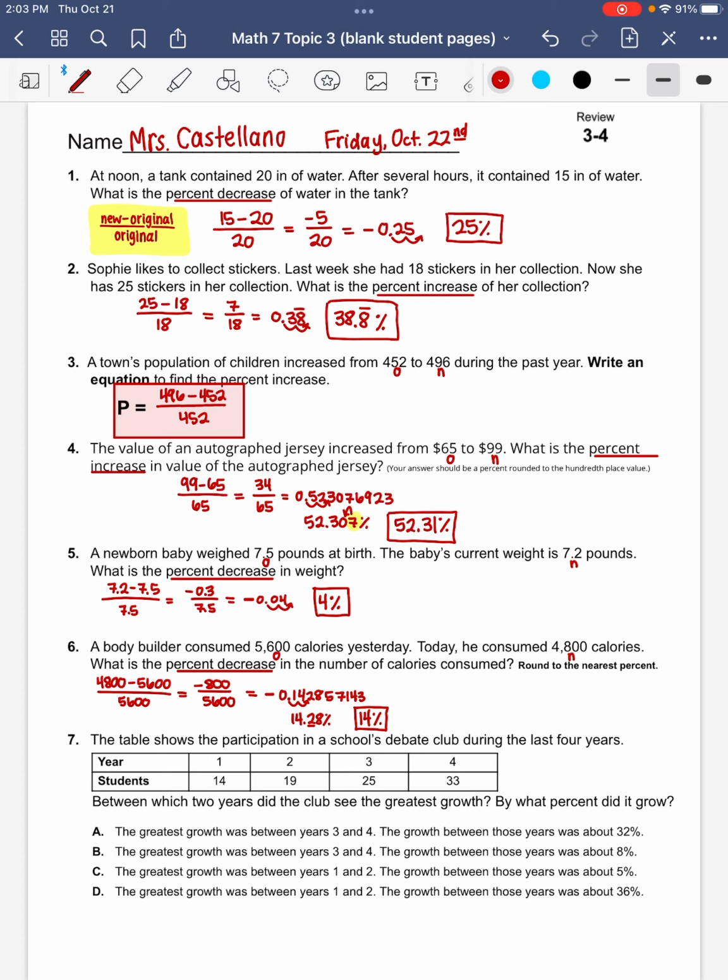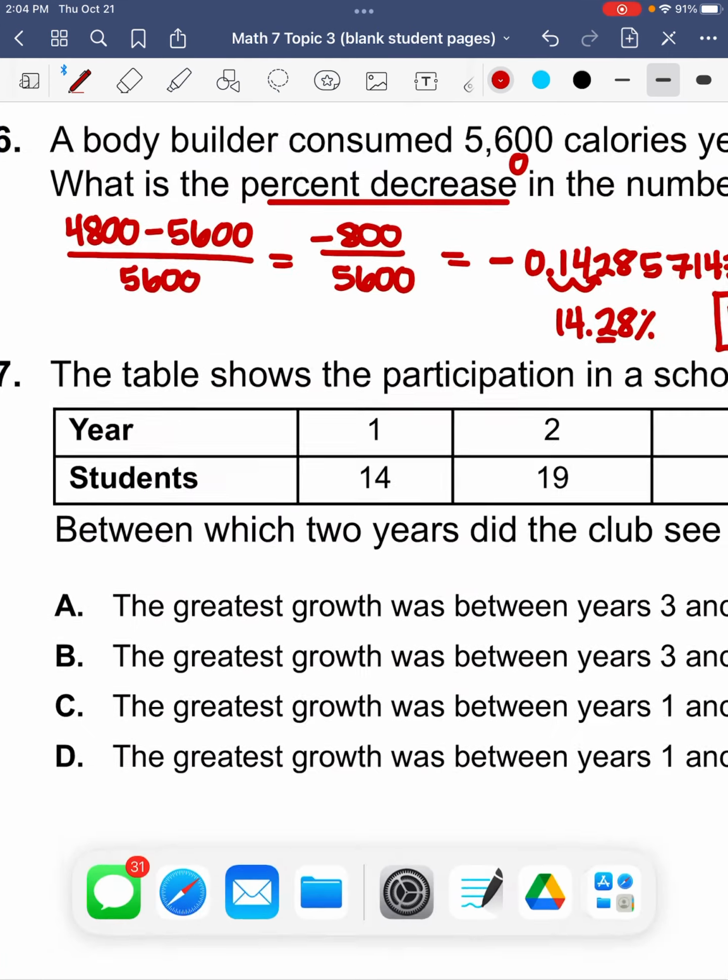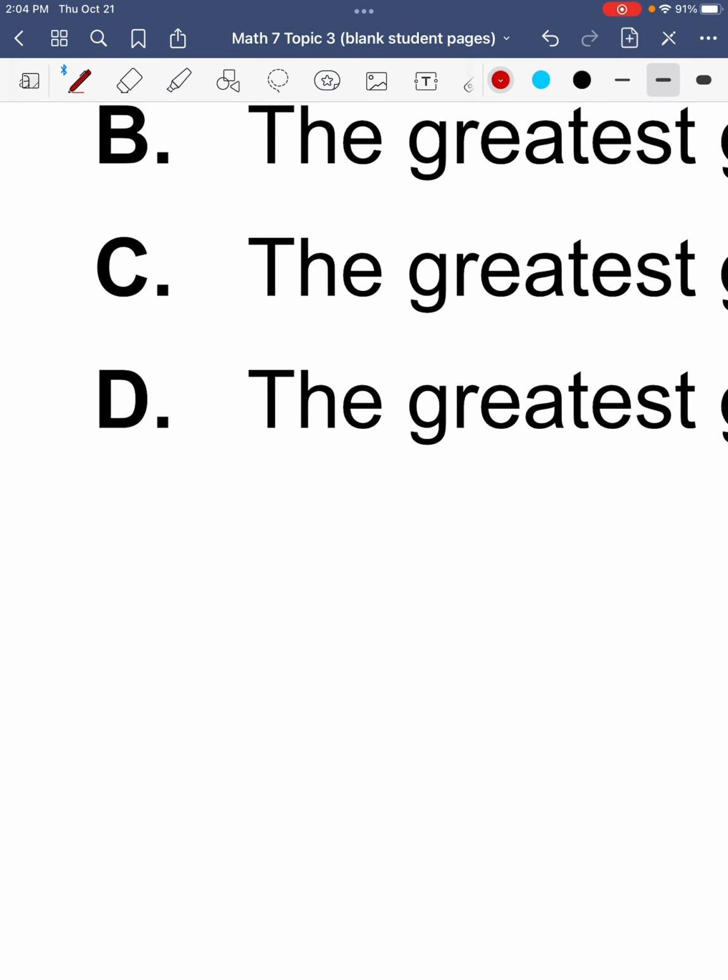So when I look at my answer choices, A and B say that the greatest growth was between years 3 and 4, and C and D say that the greatest growth was between years 1 and 2. So I'm not even going to look at between years 2 and 3 because that's not relevant. So let's start with A and B. They say that the greatest growth was between years 3 and 4. So in order to set this up, we're going to start with years 3 and 4. So years 3 to 4.